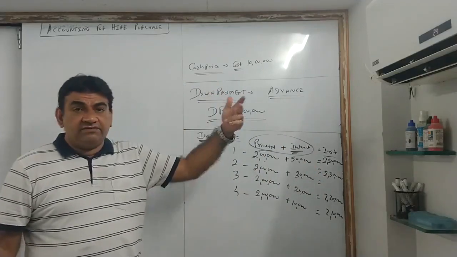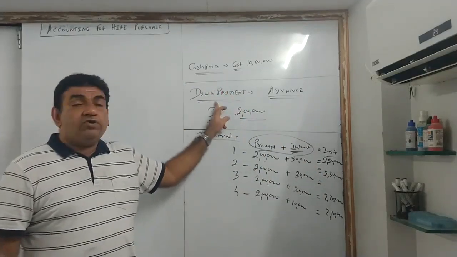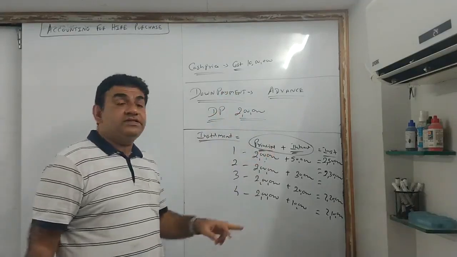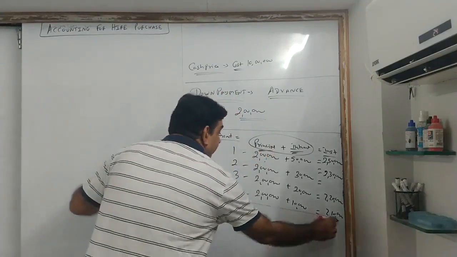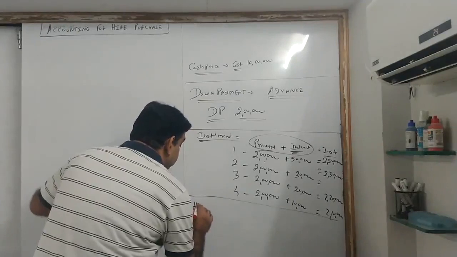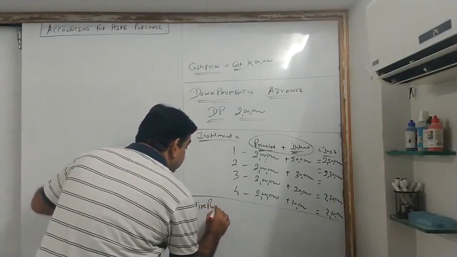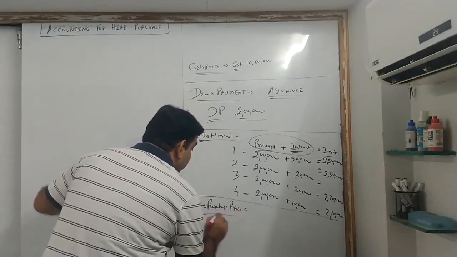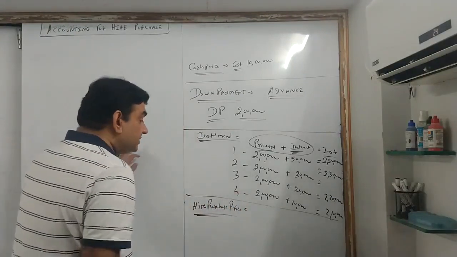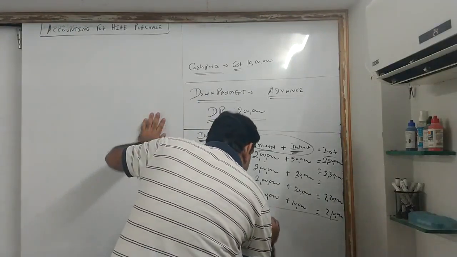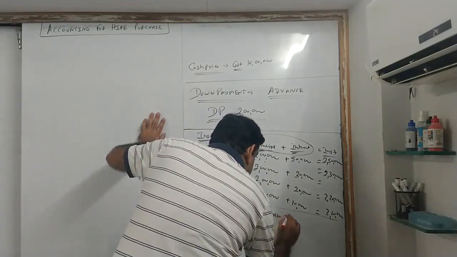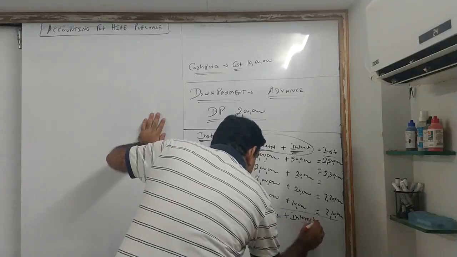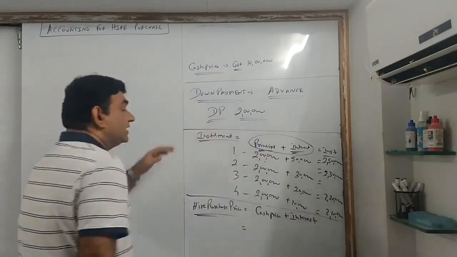Cash price, full payment price, down payment, token money or advance payment, installment, principal plus interest, and the last thing is hire purchase price. That is your total price. Hire purchase price is nothing but cash price plus interest.